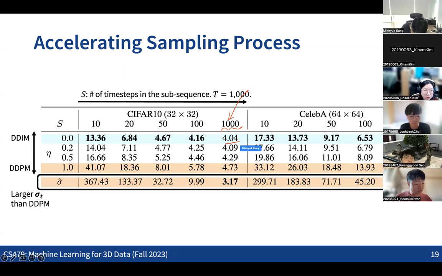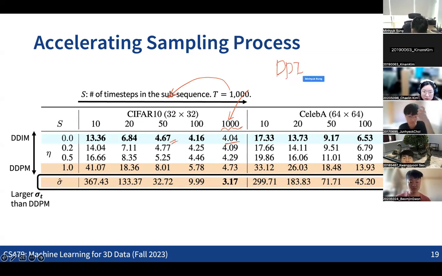But still, when you only sample 5% of the time steps, making the whole reverse process much faster, when you make the process deterministic, the quality is still preserved, even when you speed up the whole process. So that was the basic idea of the DDIM.